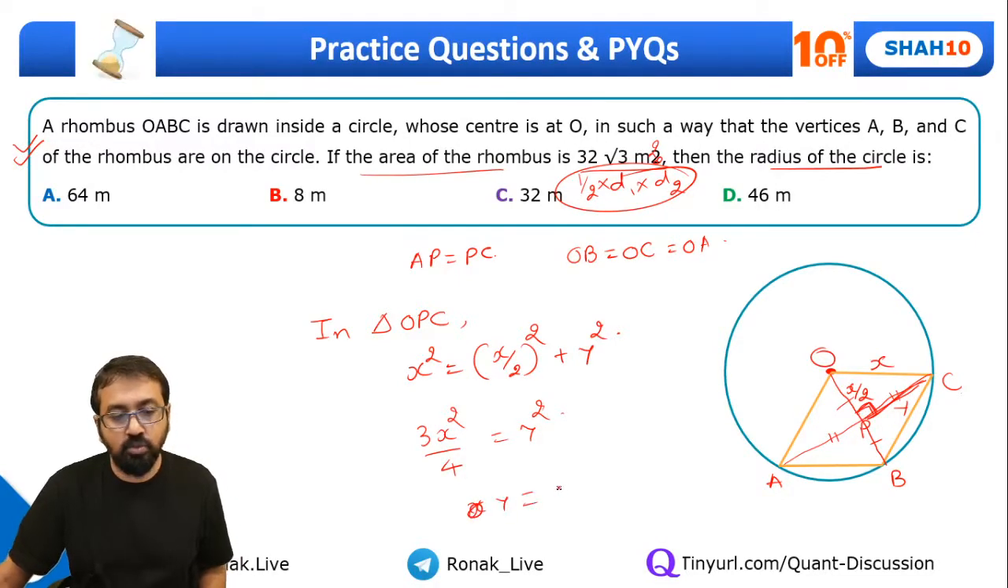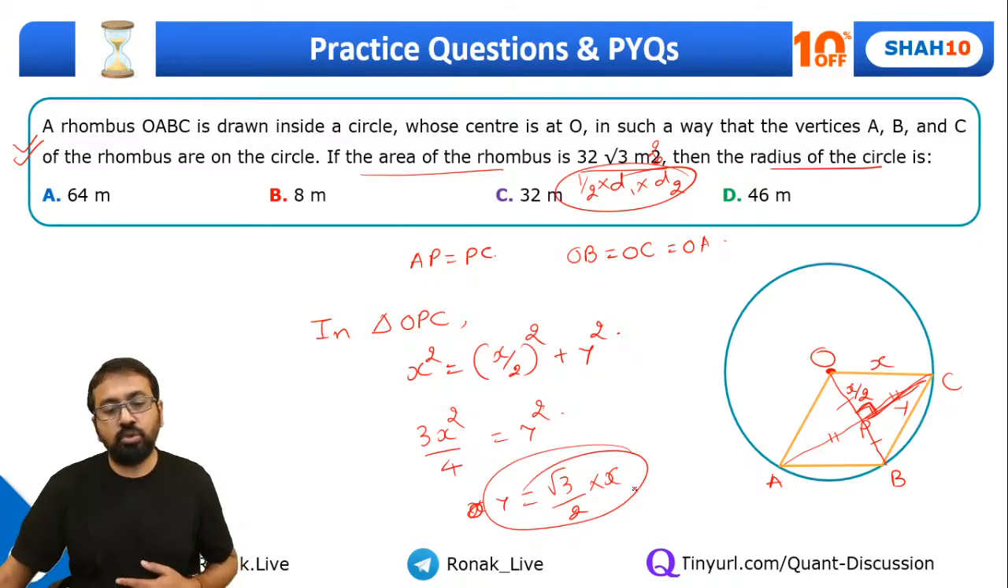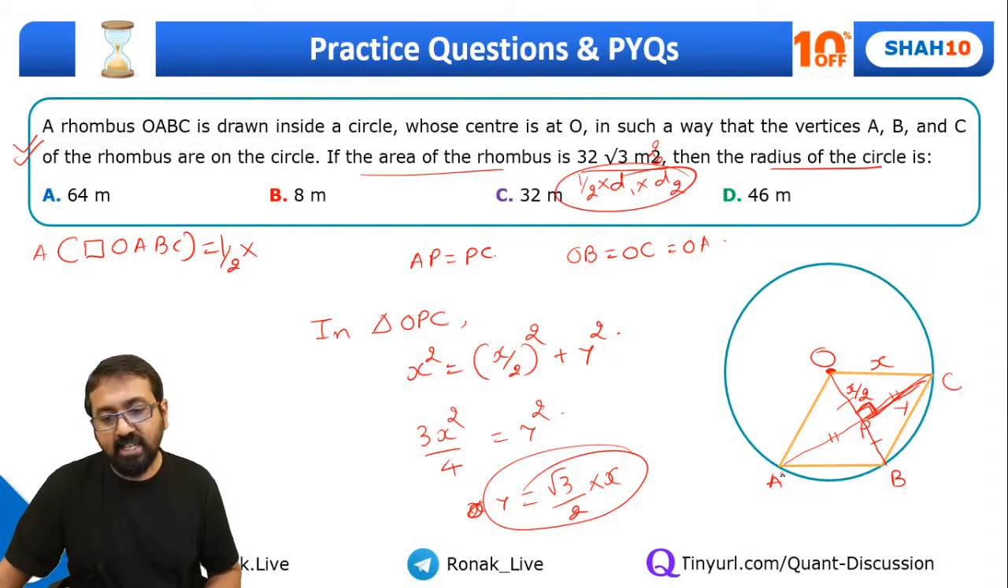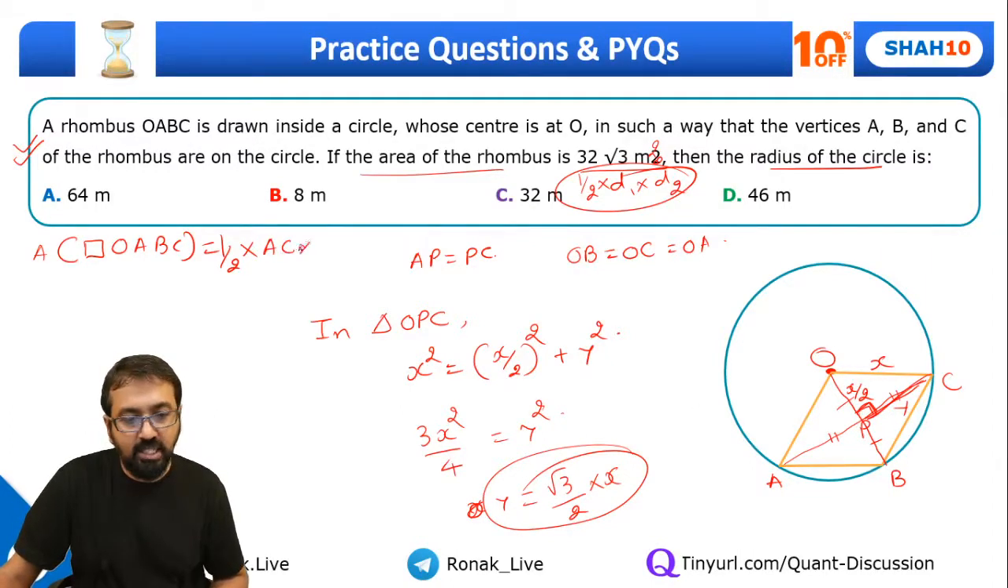So I'll get y is equal to under root of 3, root 3 by 2 into x. That's it. So y is root 3 by 2 into x. Now what is the area of rhombus OABC? So it is 1/2 the product of diagonals. Now what are the product of diagonals? So 1/2 AC into OB, and that is given as 32 root 3, yes or no, everyone?